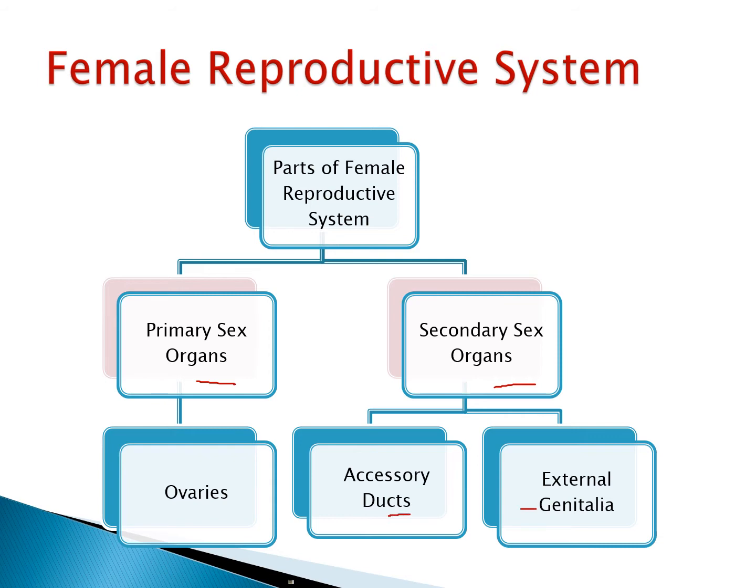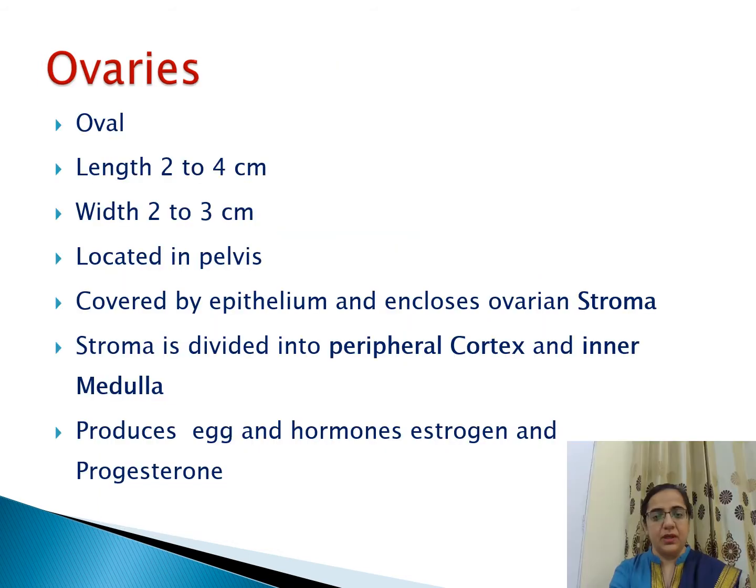First of all, coming to the ovaries. Ovaries are oval in shape. Their length varies from 2 to 4 cm, while the width is 2 to 3 cm. These are located in the pelvic region. Each ovary is covered by epithelium and encloses the stroma. The stroma is divided further into two parts: the peripheral cortex and the inner medulla. The main role of the ovary is to produce eggs and hormones, that is estrogen and progesterone.